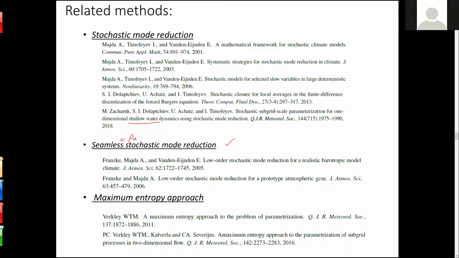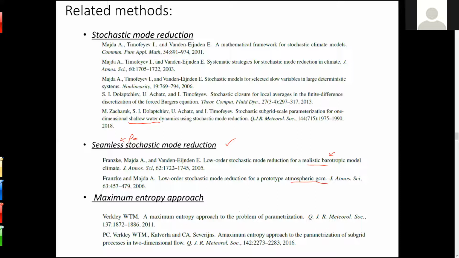Actually, seamless because rho infinity integration is done numerically, and rho infinity can be just assumed to exist without knowing its properties. And the parameters can be estimated. The parameters are actually used for a realistic barotropic model, basically the atmosphere for the tropics, and another atmospheric GCM. I think they're from the same author.